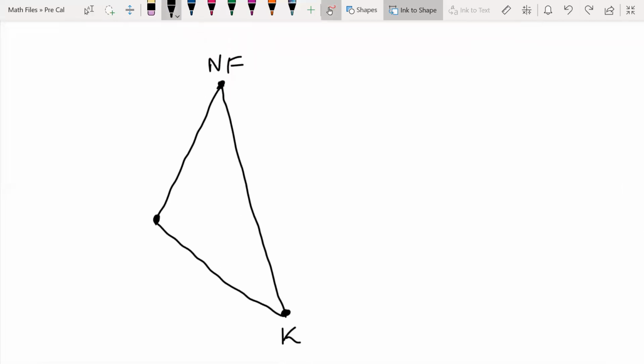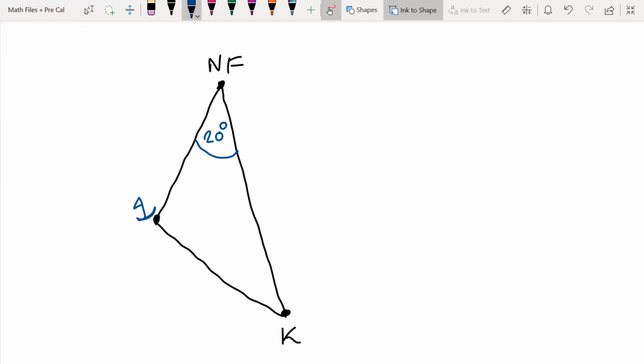And down here is our boat. So we are off course by 20 degrees. This means that this angle will be 20 degrees. But the first question says, how far are we from Key West at this time? So how fast were we going?